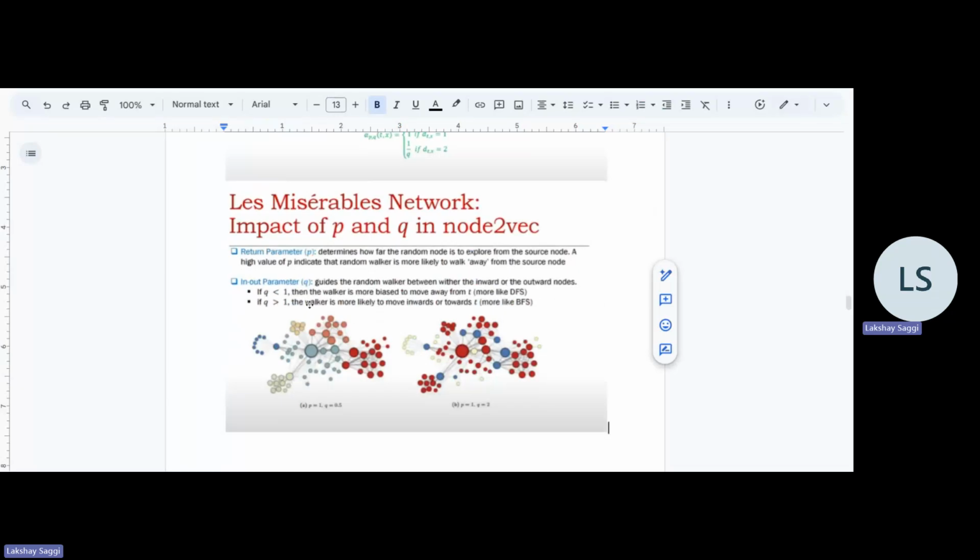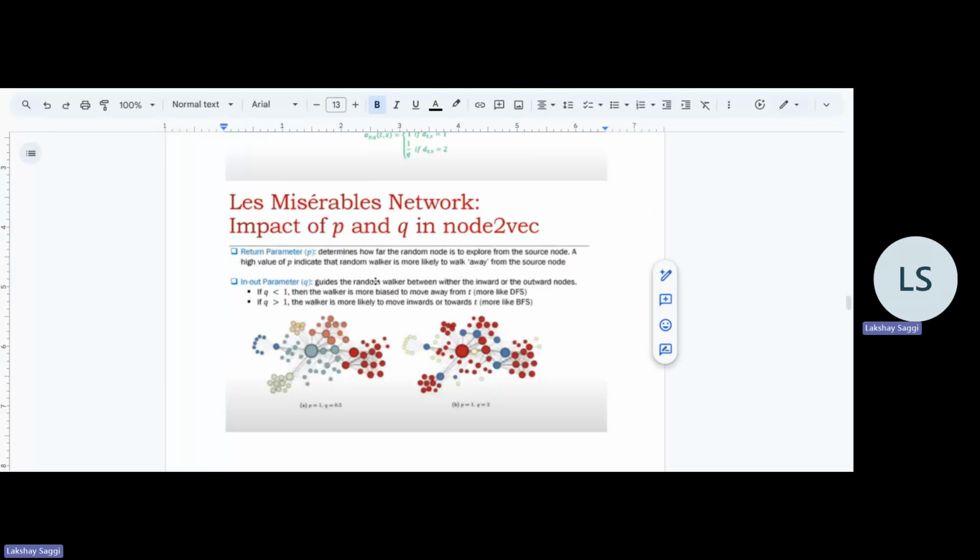So if Q is less than 1, then the walker is more biased to move away from T. It's more like a DFS. If you are doing, let's say, a random walk from the node T, and you are moving away from T, then you're going more into the depth. That's why it's more like DFS if Q is less than 1. And if Q is greater than 1, then the walker is more likely to move inwards or towards T. So it tends to stay nearer to T as much as possible, and that's why it's more like a BFS.